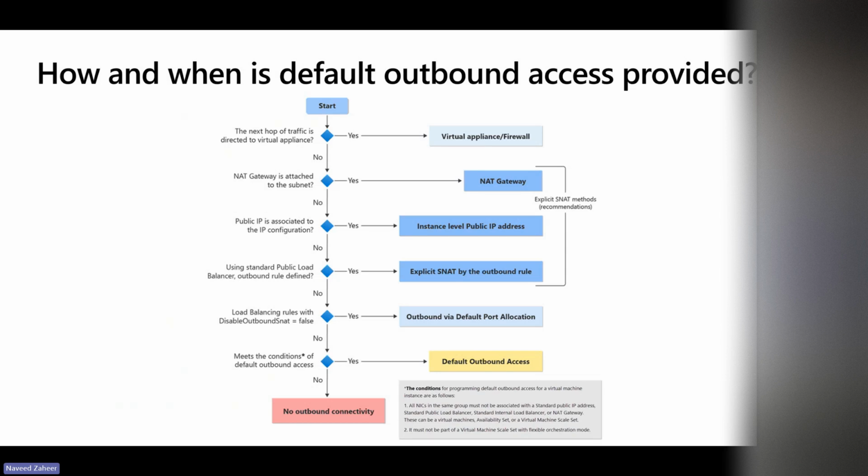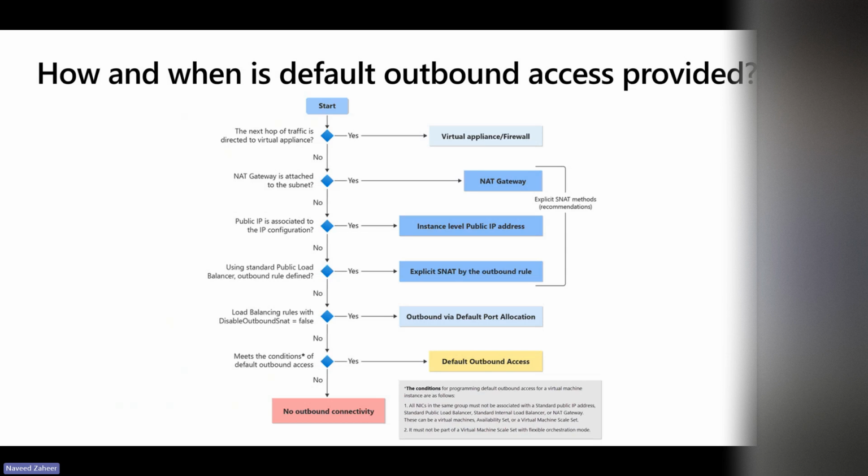So let's say that you have a VM that is running. First thing it's going to check is if there is a virtual firewall appliance there. If there's a virtual firewall appliance, it will use that. Any sort of route, like routing all traffic to the appliance, and there's a UDR there, it will be used, and your traffic will go through that. Okay, that's the first thing it checks.